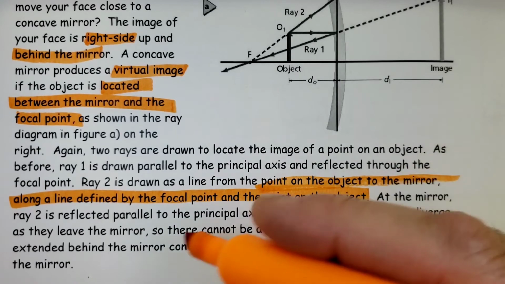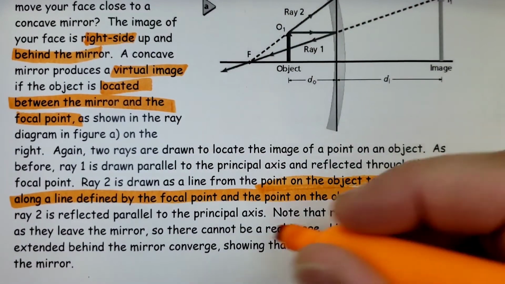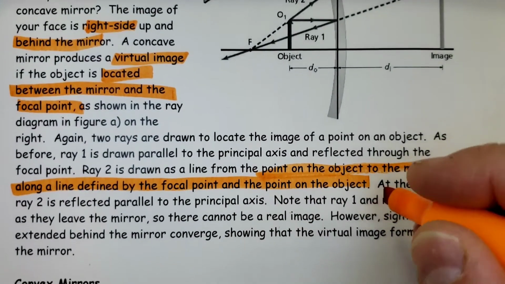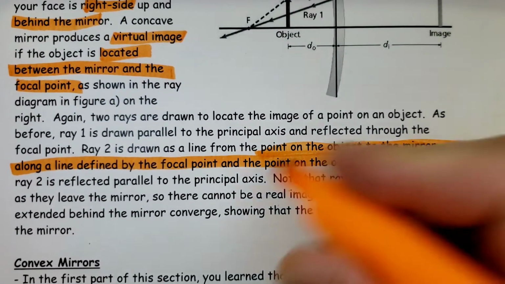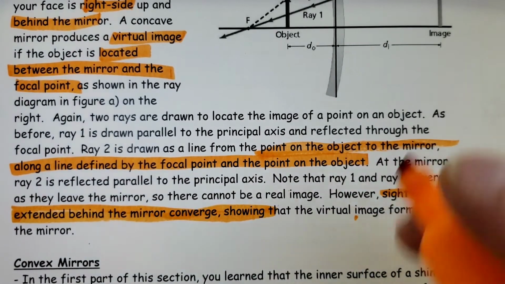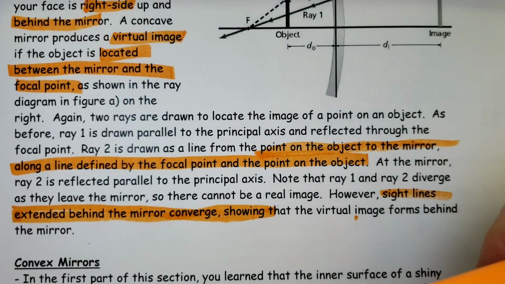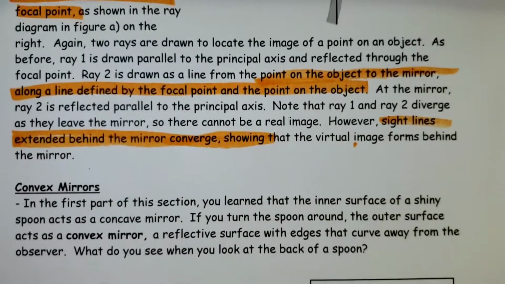Note that rays 1 and 2 diverge as they leave the mirror, so they expand outwards, so it cannot be a real image. However, sight lines extend behind the mirror and converge, they come together behind the mirror, and that leads to a virtual image. All right, so we have that. So those are all the scenarios for concave mirrors.